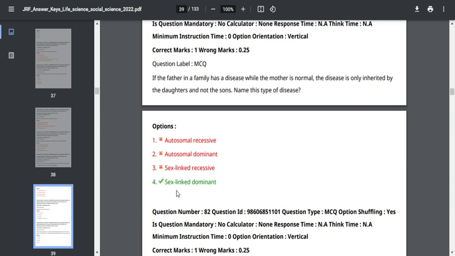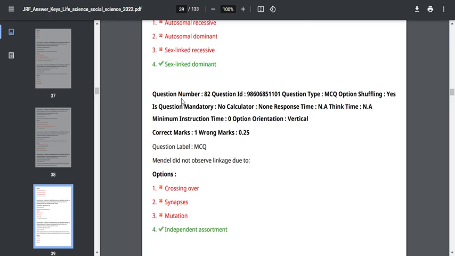So during dominant inheritance, one abnormal gene from one parent can cause a disease, even though the matching gene is normal. Here the daughters have two X chromosomes. One they get from the mother, which is normal. The other X chromosome they definitely get from the father. And since the father has the disease, he will transmit the diseased X to all of the daughters. So it is sex-linked dominant.